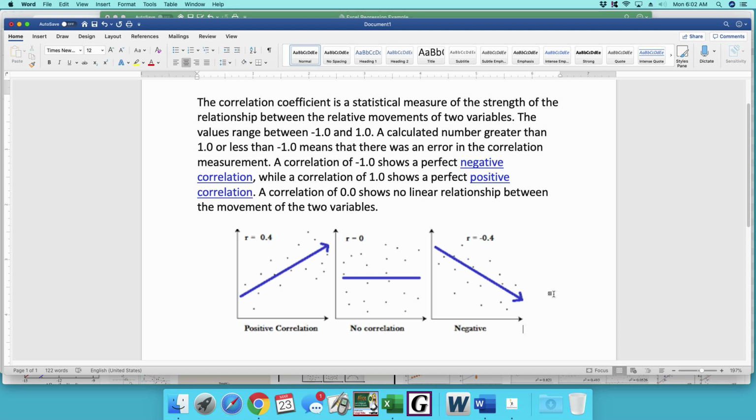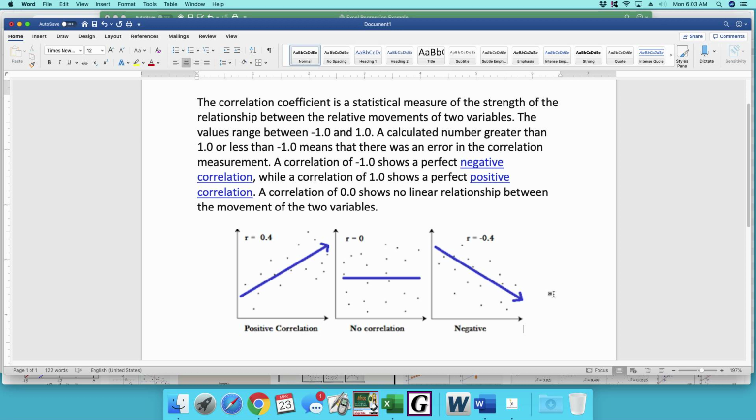The correlation coefficient is a statistical measure of the strength of the relationship between the relative movements of two variables, usually input, output, independent variable, dependent variable. And in this case, most of our independent variables or input are going to be x's, and the output or dependent variable are going to be y's. The range values between -1 and 1. A calculated number greater than 1 or less than -1 means there was an error in the correlation.